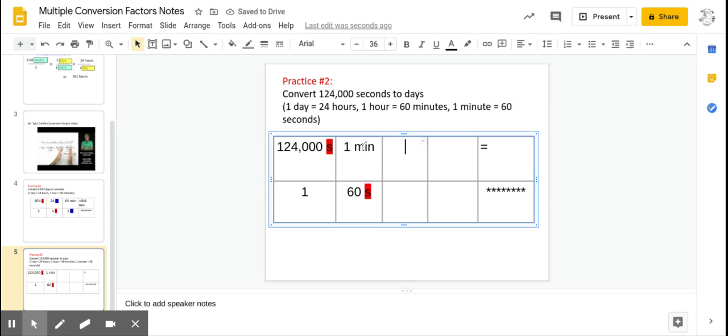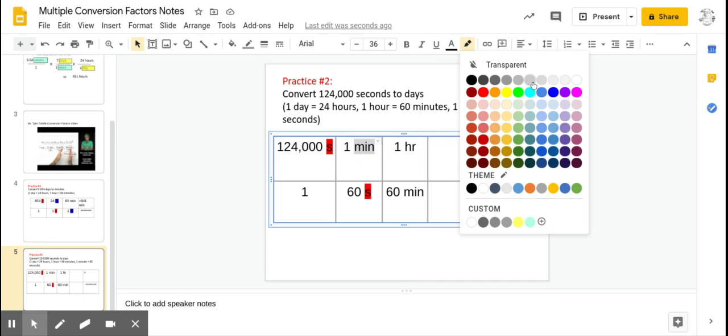Now I've got minutes, but I need to cancel that too because I need days. I'm looking up here for one of these that has minutes in it. Oh, look, 1 hour equals 60 minutes. Now minutes is on top here. I want that to cancel, so I put 60 minutes on the bottom. And then the 1 hour goes on top. Now I can cancel the minutes because it's top and bottom.